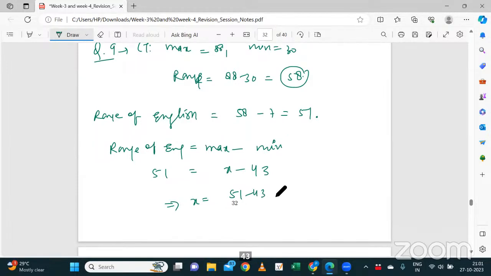4? No, sir, 94. No, sir, it should be 90 plus 4. The maximum value should be 90 plus x. So 90 plus x. You only wrote x.